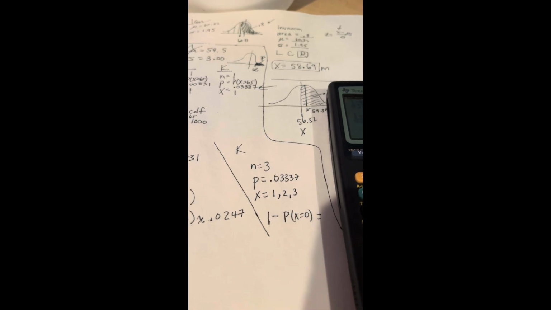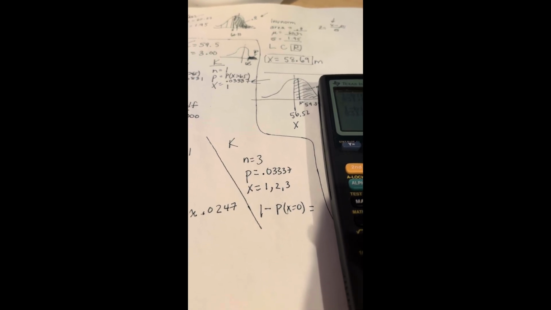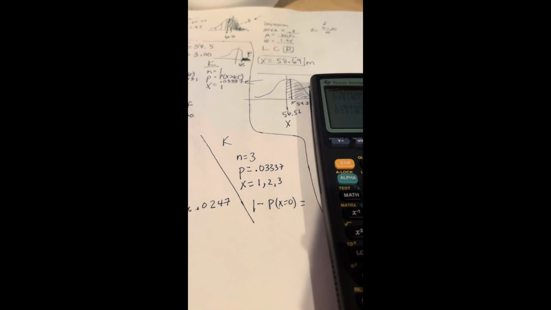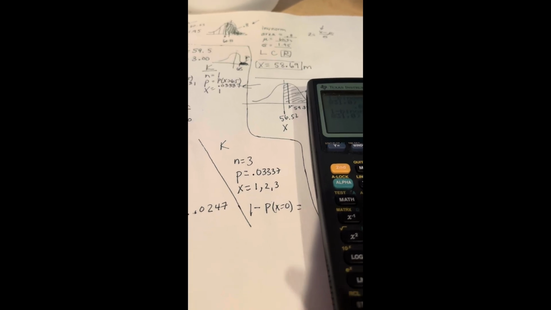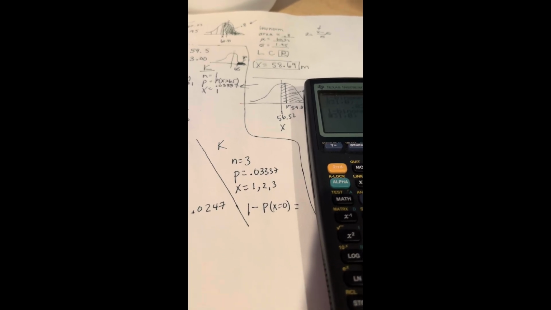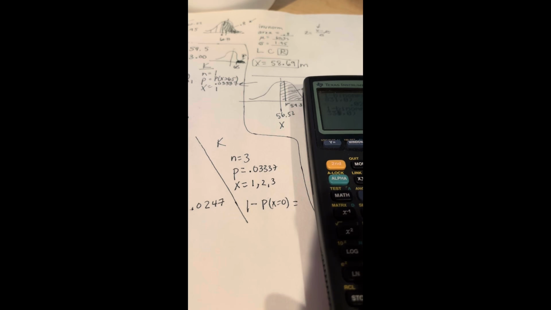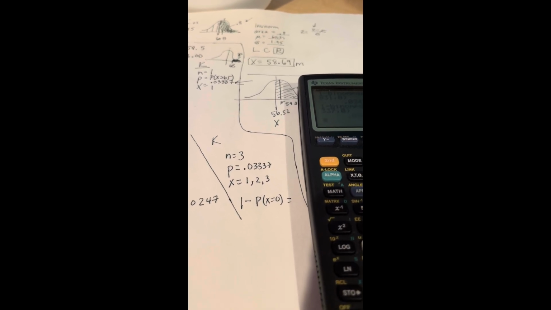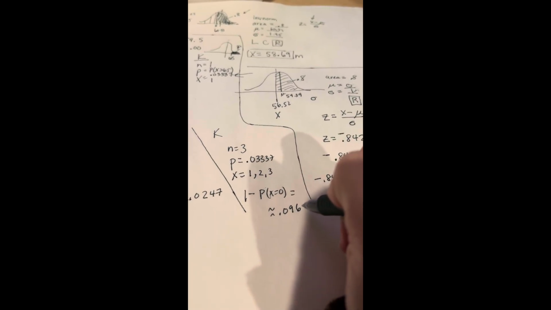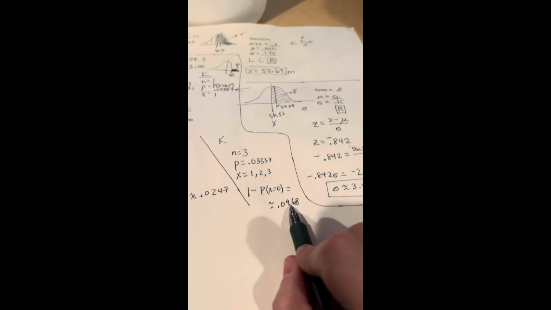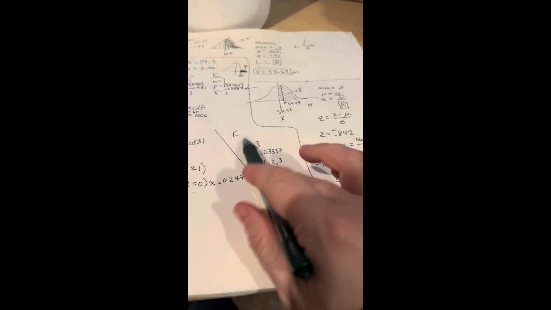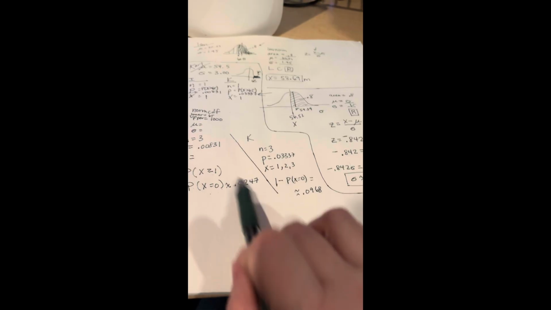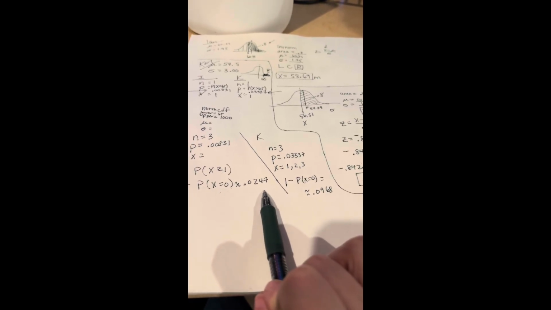So give me a second to try to type that in and hope that this calculator does not crash again. 0.03337. So I have approximately 0.0968. It's about 9% chance that Carl will qualify, 2% chance that Ian will qualify.